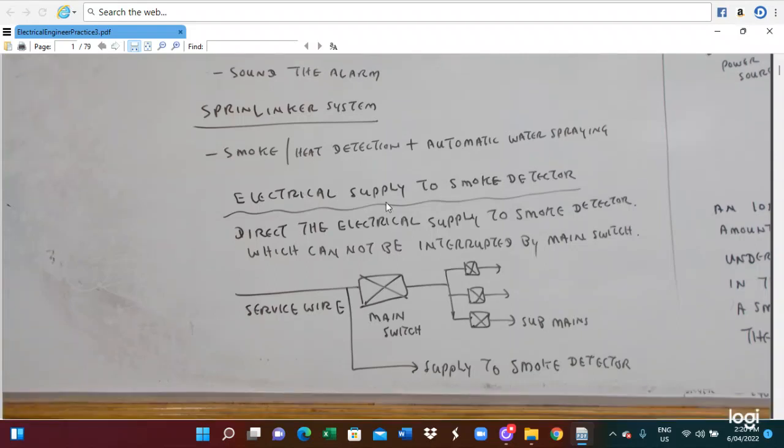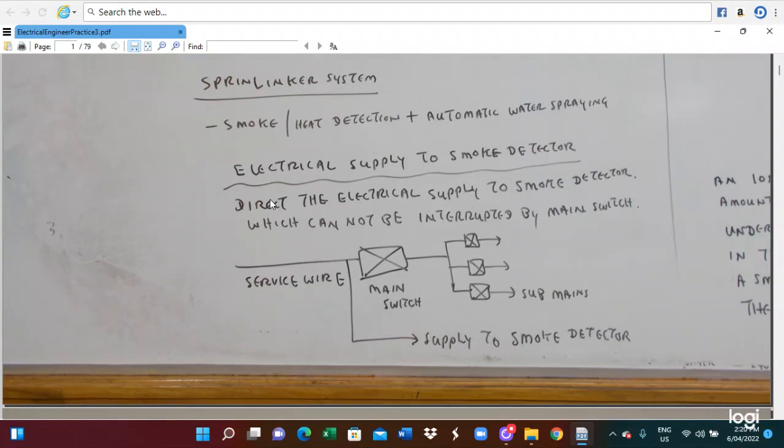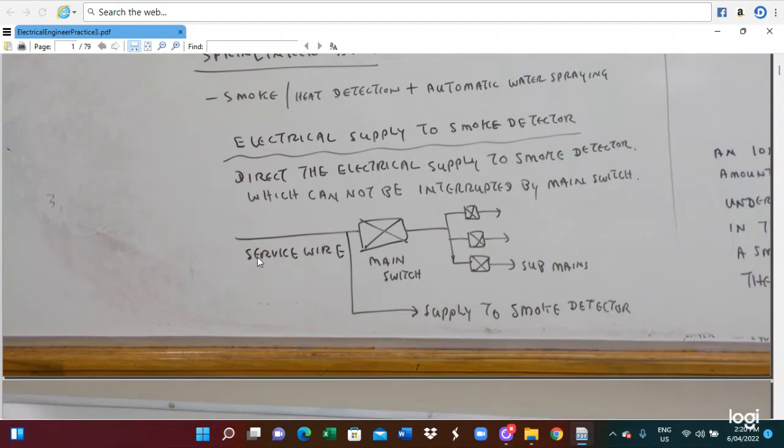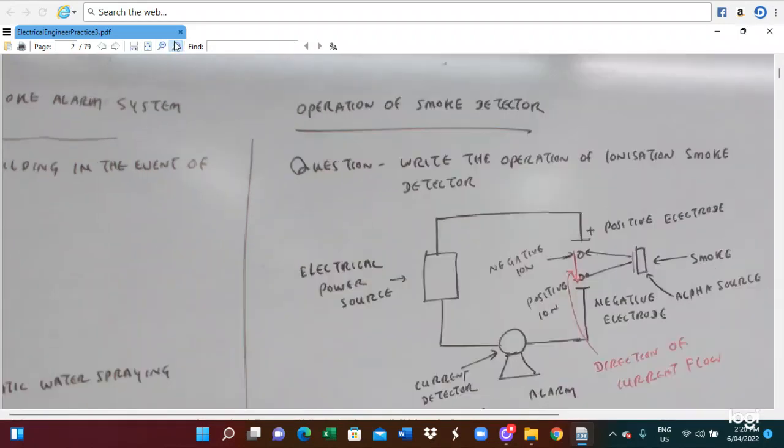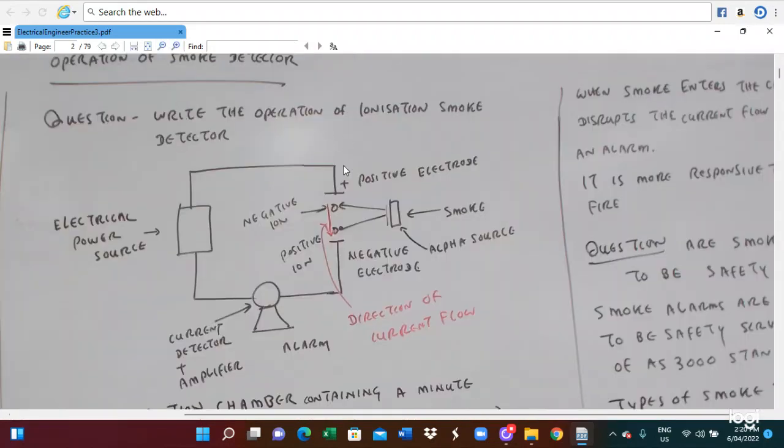The electricity supply to the smoke detector system cannot be interrupted by the main switch. So this is the main switch, this is the sub main, but here is a direct connection to the smoke detector system. So this is the operation of the smoke detector system. Normally it's electrical power, so this is a smoke.